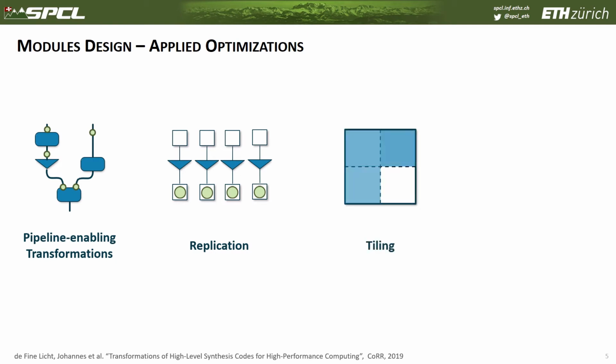Then we also used loop tiling, which is a well-known code optimization used to increase both spatial and temporal locality in computation. In FBLAS, tiling is used for level 2 and level 3 routines, where there is an opportunity for data reuse.